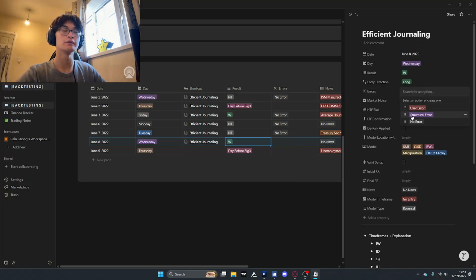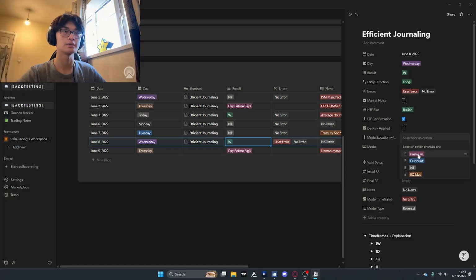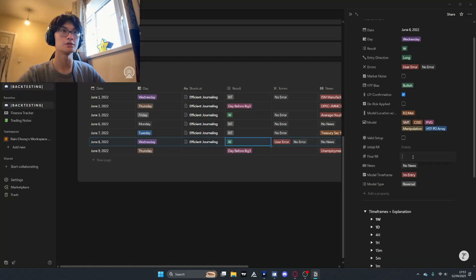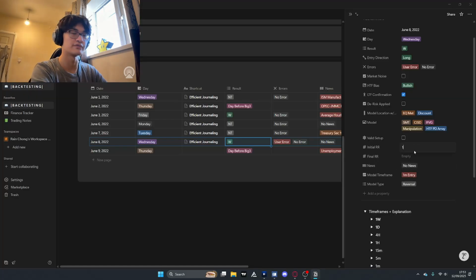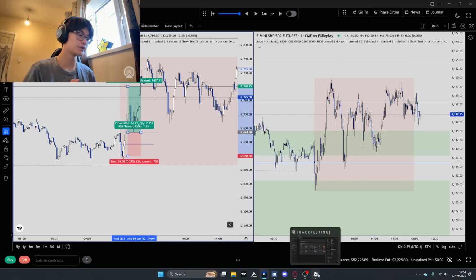Entry direction long, errors, user error, no error. No market noise, high time frame bias was bullish, low time frame confirmation, de-risk applied, no, EQ met, initial RR, wait, so put discount there, initial RR was 1 to 2, or 1 to 1.5, final RR 1.9. There we go.